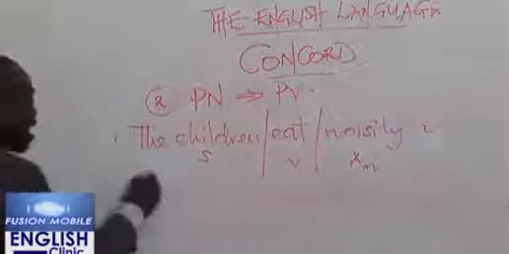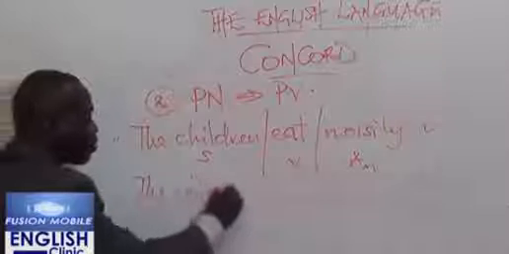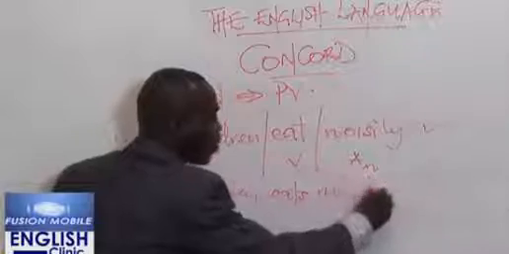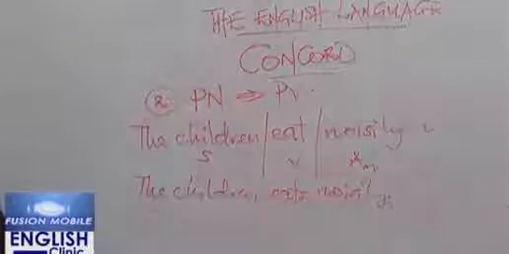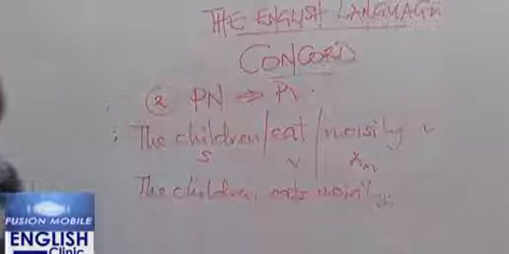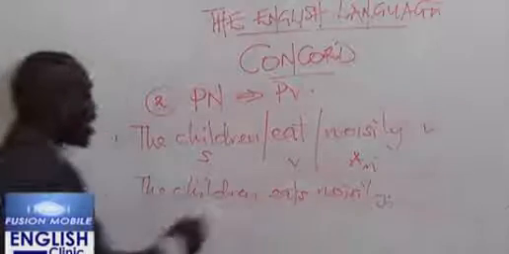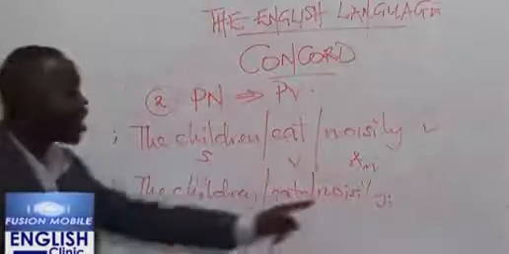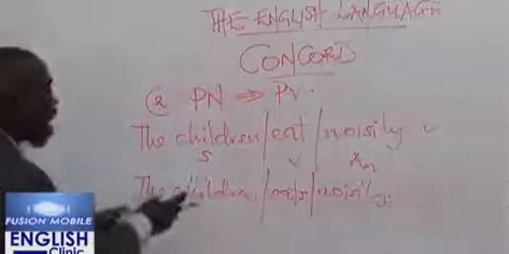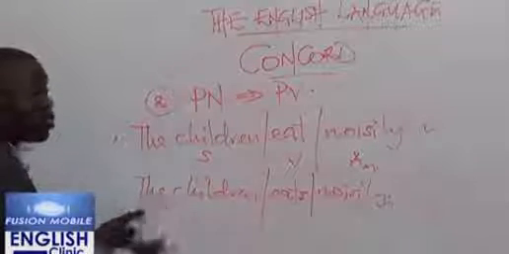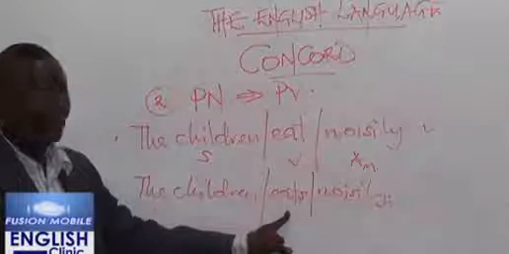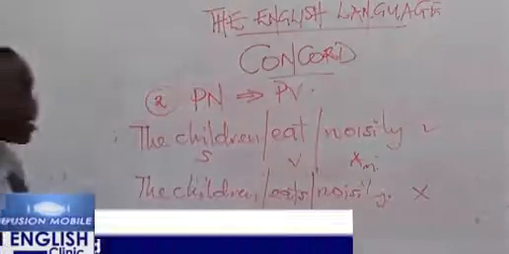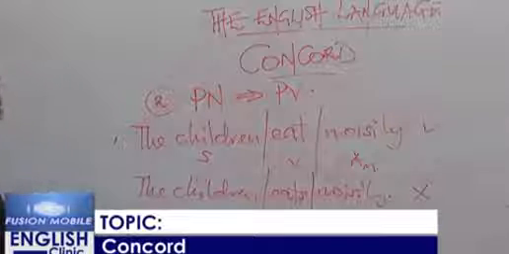But I cannot say, the children eats noisily. Why is this sentence grammatically incorrect? You will discover that children is the subject, eats is the verb, and noisily is the adverbial. But while the subject here is plural, the verb here is what? Singular. So this sentence is grammatically what? Incorrect. Let me give us another example to illustrate this fact.